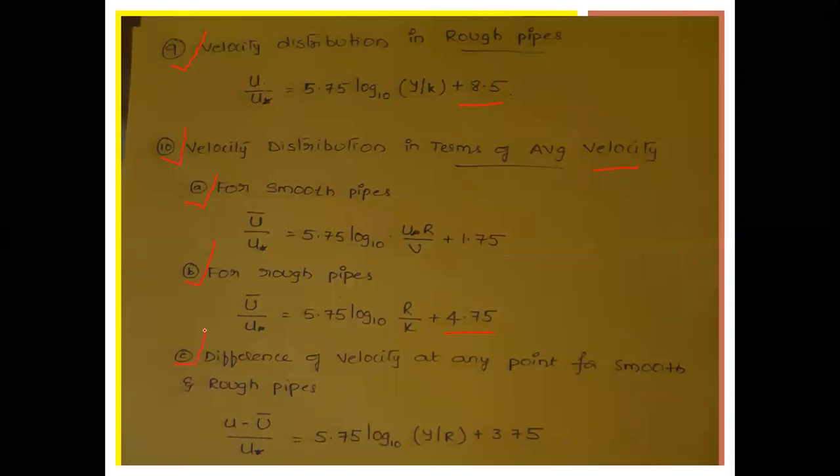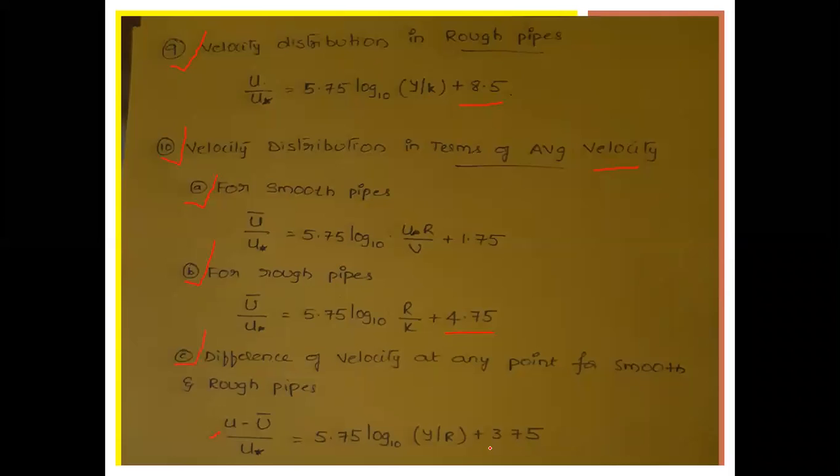Next, the difference of velocity at any point for smooth and rough pipes. When you take the velocity distribution at any point with respect to smooth and rough pipes, U minus U bar by U star is equals to 5.75 log 10 Y by R plus 3.75. So these formulas you definitely have to learn by heart. Why? Because if you get a question, you have to know which formula to take for smooth pipes, which for rough pipes, and which between both rough and smooth. Got it?